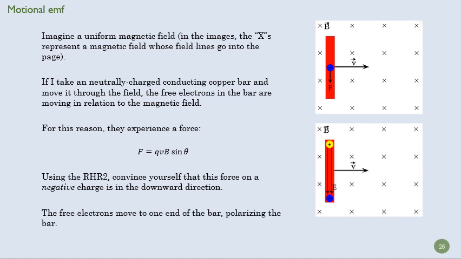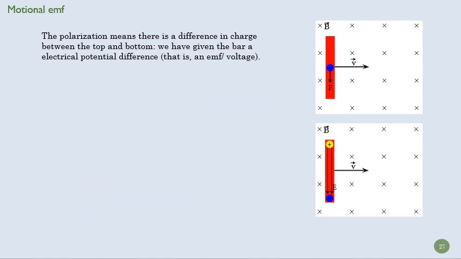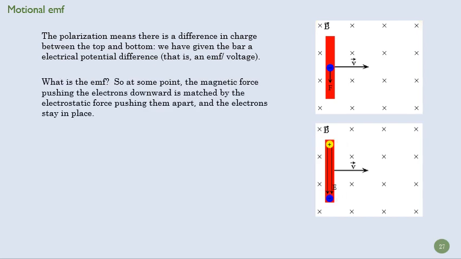And we've got that polarized bar. So what does that mean? That doesn't give us a current, right? That just gives us a polarized bar. So that means there's a difference in charge, and we've given the bar an electric potential difference or a voltage, right? Because we have a bunch of positive charges here and negative charges there. And we can also call our voltage an EMF, what's called an electromotive force.